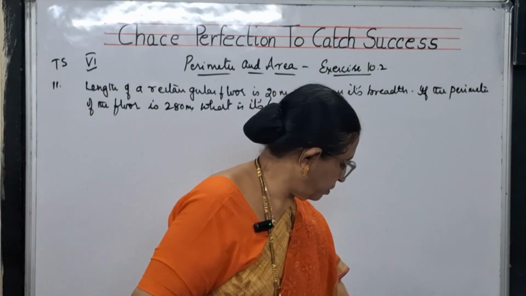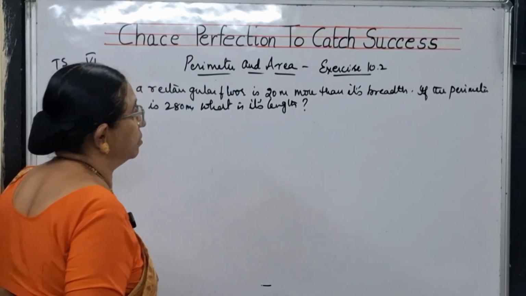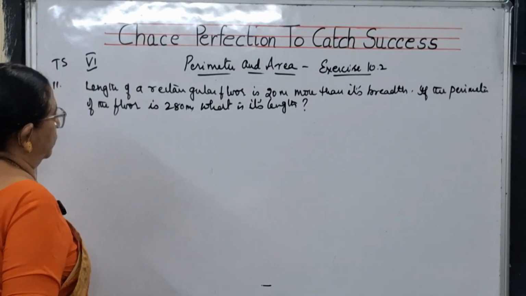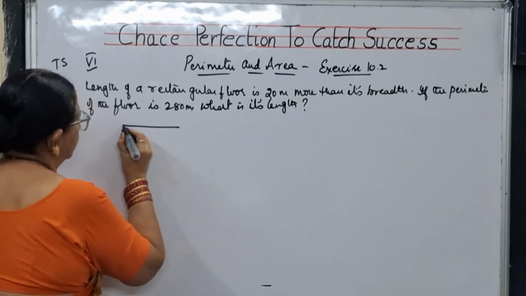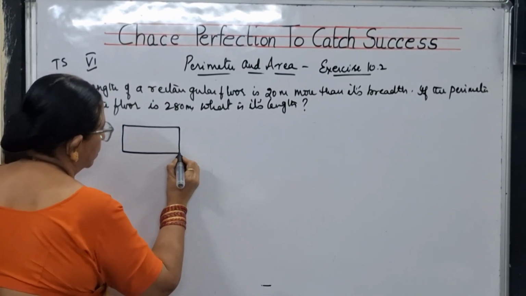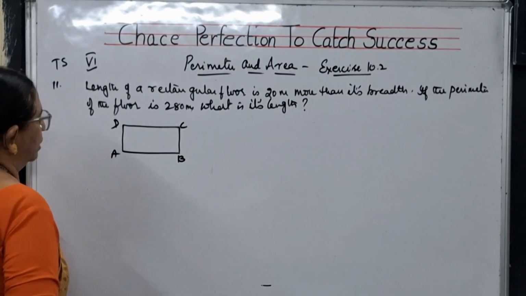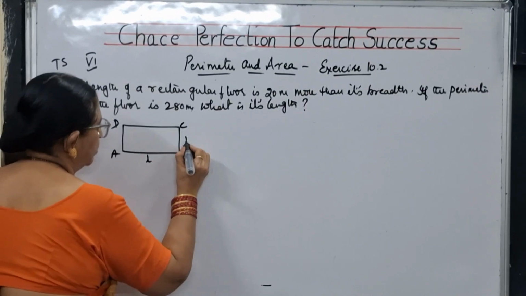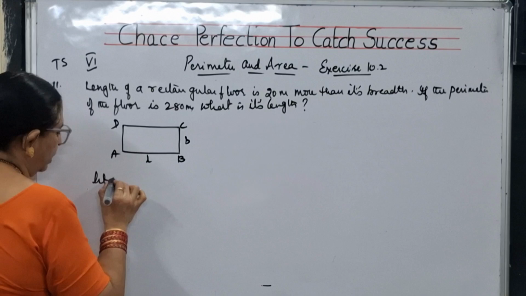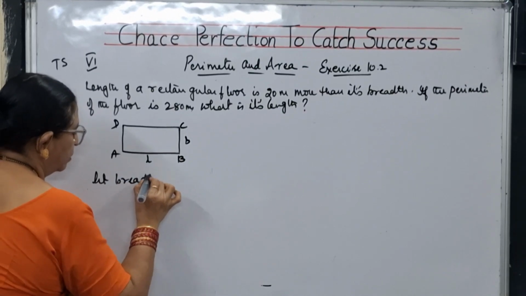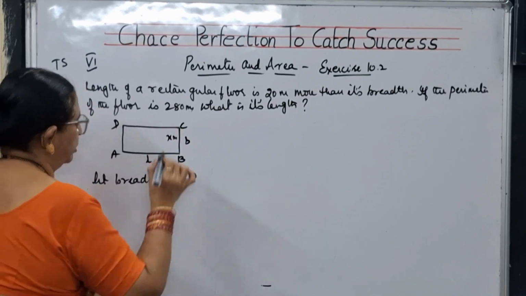Now 11th sum children. Length of a rectangular floor is 20 meters more than its breadth. If the perimeter is 280 meters, what is its length? Let us take ABCD is the rectangle. This becomes length, this becomes breadth. Length is 20 meters more than its breadth means let breadth is equal to x meters. So I am considering this as x meters.